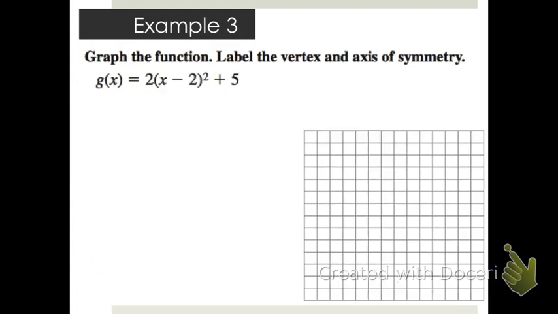Go ahead and try this example on your own. Pause the video and take as much time as you need. And then once you think you have an answer, go ahead and play the video and I'll go over the answer.